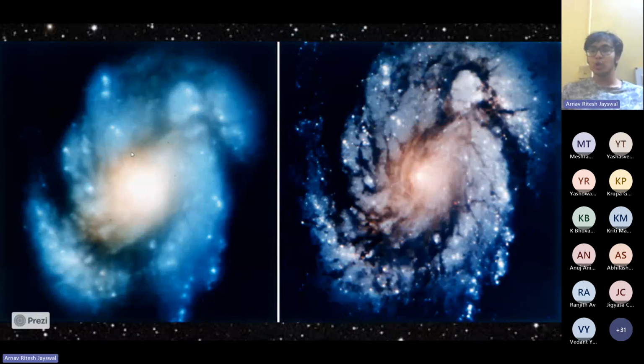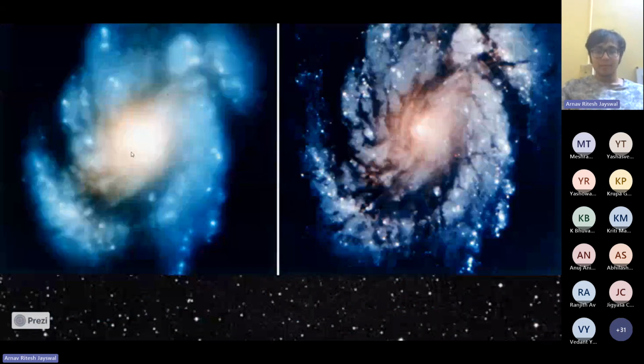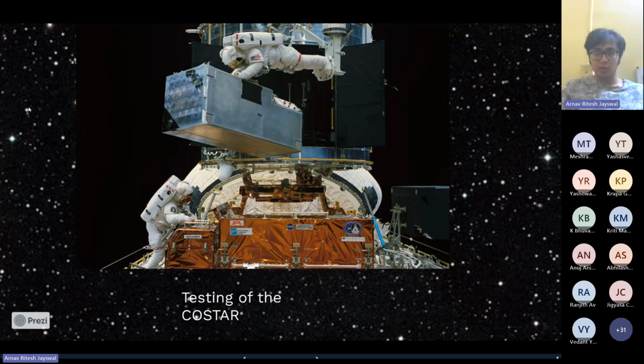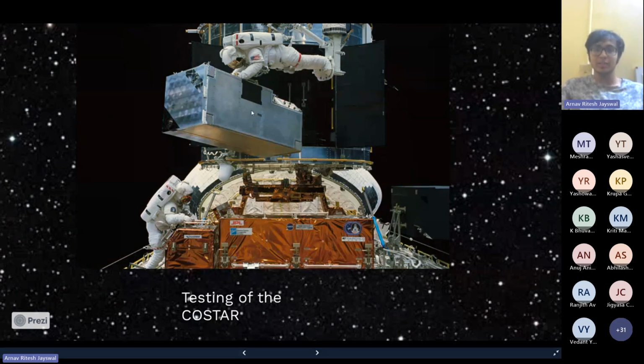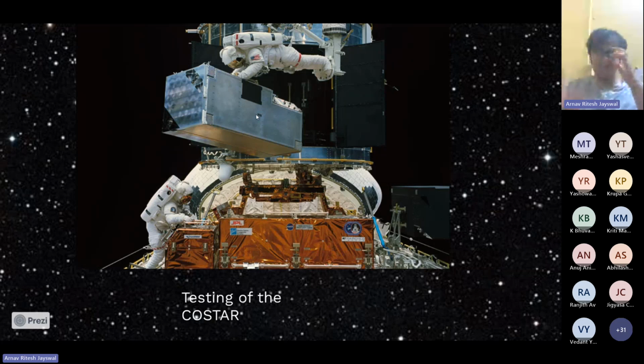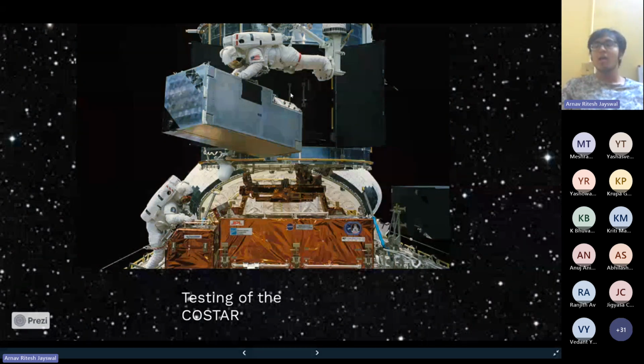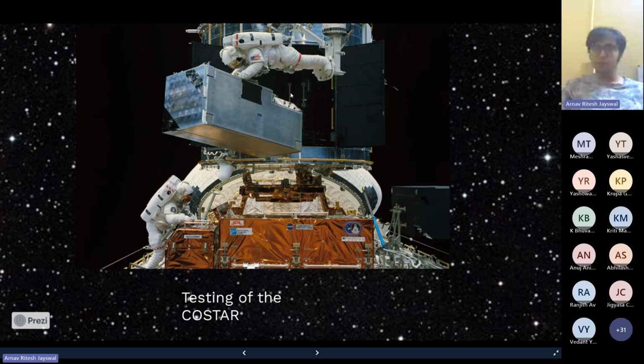This is also a testament to human ingenuity and just our spirit of never giving up. Even after you've made a mistake, you just buckle up and find the solution. So this was something I really found fascinating. And yeah, this was the testing of COSTAR. It seemed like a nice image. This is how they were practicing putting COSTAR on the Hubble Space Telescope. So I think that's all about the Hubble Space Telescope.